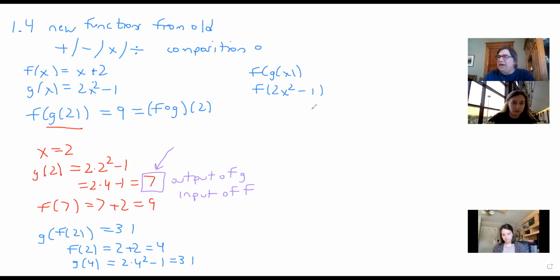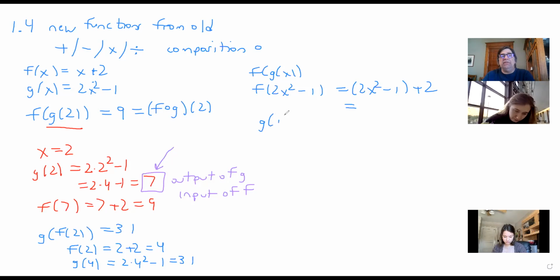How do you evaluate f at 2x squared minus 1? Remember, that's just a placeholder. Whatever goes in the parentheses, whether you call it x, whether you call it h, whether you call it a number, replace x in this formula with this right here. So here's x, which is now 2x squared minus 1 plus 2. So this would be a general formula that'll work for any value of x. We did it specifically for x equal 2. This works for any value of x.